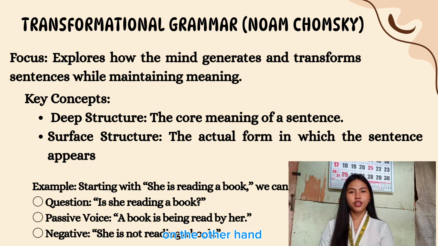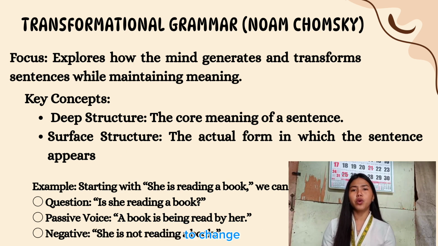Transformational grammar, on the other hand, is like learning the rules to change a basic sentence into different forms, such as turning the sentence "She is reading a book" into a question form: "Is she reading a book?" Or a passive form: "A book is being read by her." Or a negative form: "She is not reading a book." It illustrates how the same idea can be expressed in various ways.